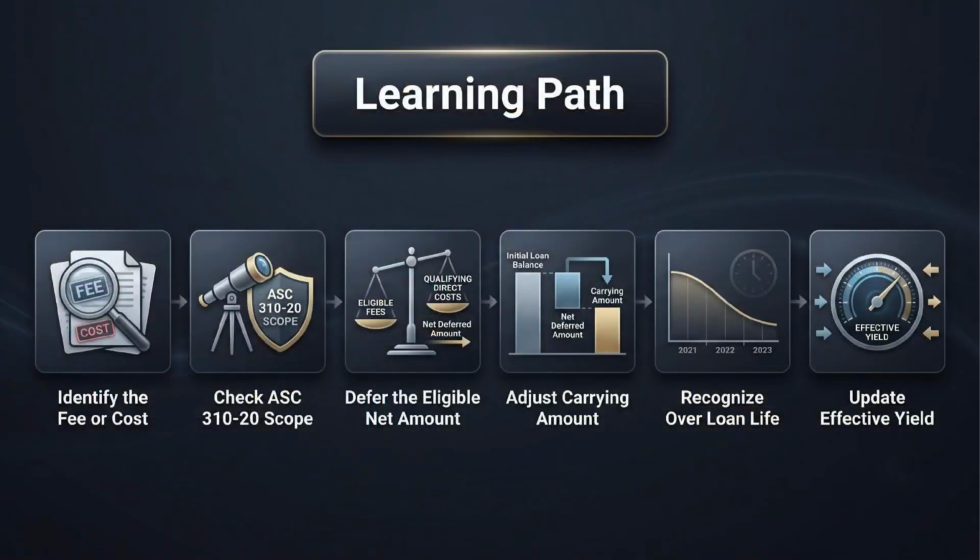The learning path is a clean 6-step process. First, identify the fee or cost. Second, check whether ASC 310-20 applies. Third, defer the eligible net amount by offsetting qualifying fees and qualifying direct costs. Fourth, adjust the loan's carrying amount. Fifth, recognize that deferred amount over the loan life using the interest method. Sixth, update the effective yield if assumptions such as prepayment or extension change. Once you understand this sequence, most fee and cost questions become much less scary.